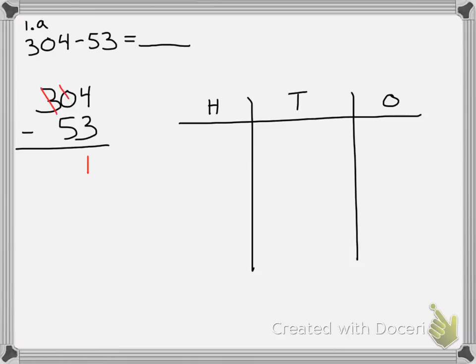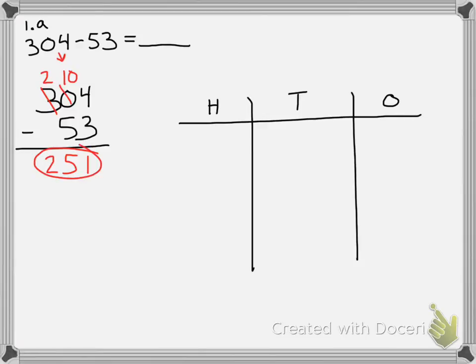So what I have to do is unbundle. So I moved my 10 tens from my 100 into the 10 spot right there, which means I only have 2 hundreds left. So I have 10 minus 5, which is 5, and 2 minus nothing, which is 251.